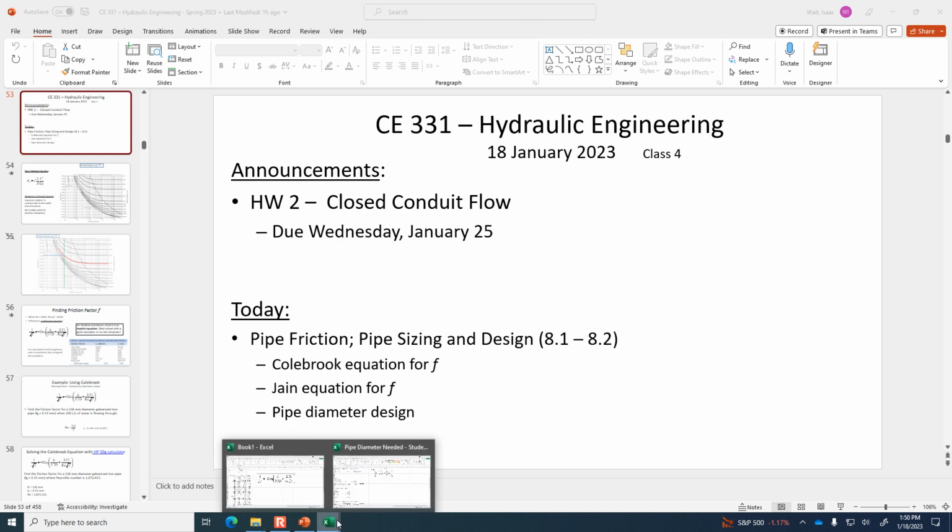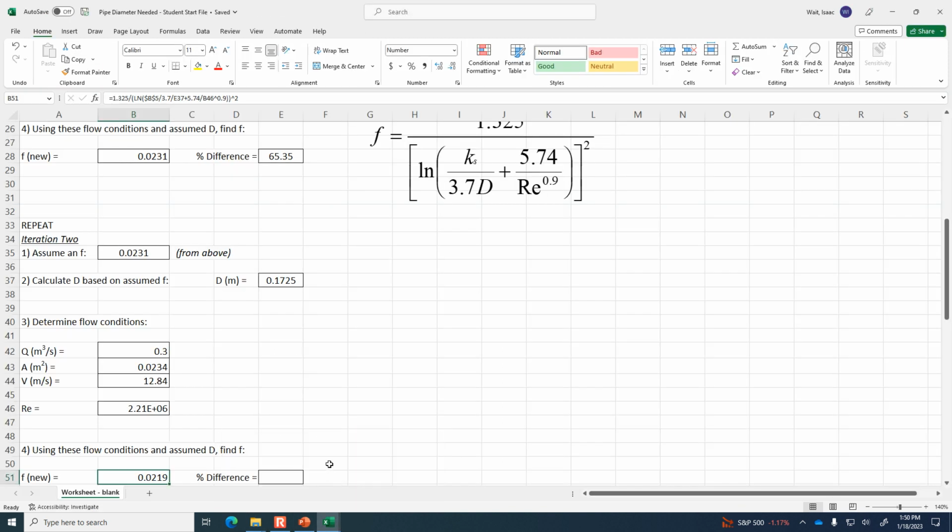Are there any problems that we went over today on the homework? Can we go ahead and start? Yeah. Start completing problems? Yeah. The first problem is to use the Colebrook equation. The second problem is use the Jain equation. Yeah. So you can get started.